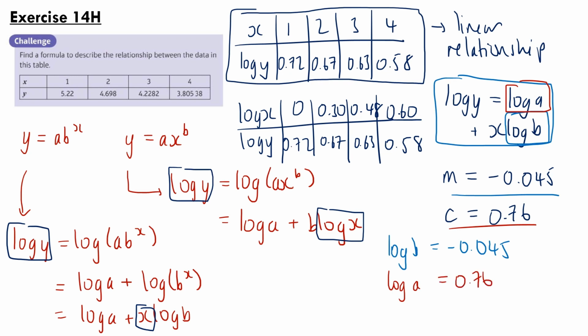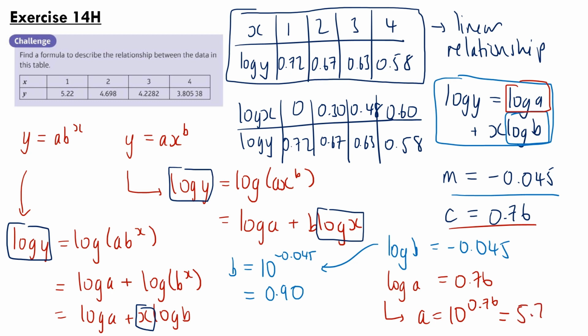Now to cancel out the logs on the left-hand sides of the equations here, we can raise them as a power of 10. So here we're going to have b is equal to 10 to the power of minus 0.045, which is about 0.90. And then for the second equation, we're going to have a is equal to 10 to the power of 0.76, which is equal to 5.75. And so our formula is going to be y is equal to 5.75 times b, which is 0.90, to the power of x. And that is our formula as required.